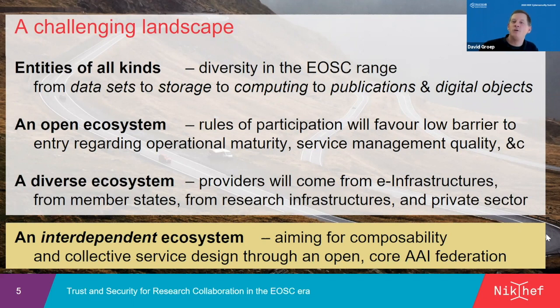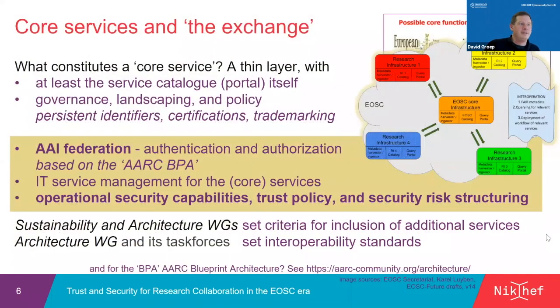And the core is actually very thin. It's AAI, trying to find out who that user is. It's the service catalog itself. You need a core to find all the other services. And there's a bunch of documentary services like governance, landscaping, policy, certification, and trademarking. But the technical services, the stuff that's really important for security, is the AAI, based around the ARC blueprint architecture.